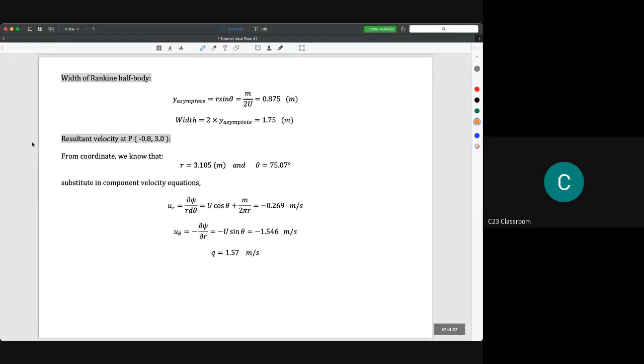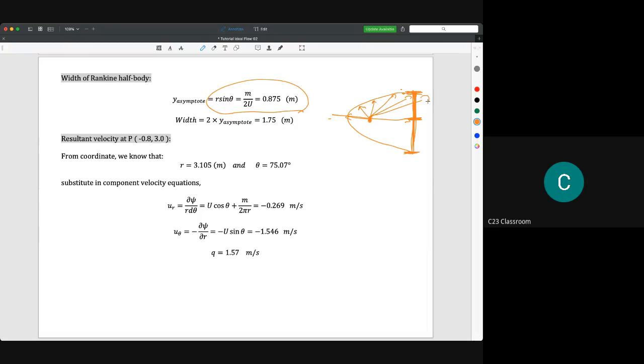And the width of the Rankine half body. So you know that we have a Rankine half body here. The Rankine half body width means the asymptote times 2. From our previous notes, we could calculate the value of y asymptote by using this equation. Please bear in mind that y asymptote here is actually the distance on the y-axis, a vertical distance. And r here means the distance from the center to the combination line, so the value of r here will vary.